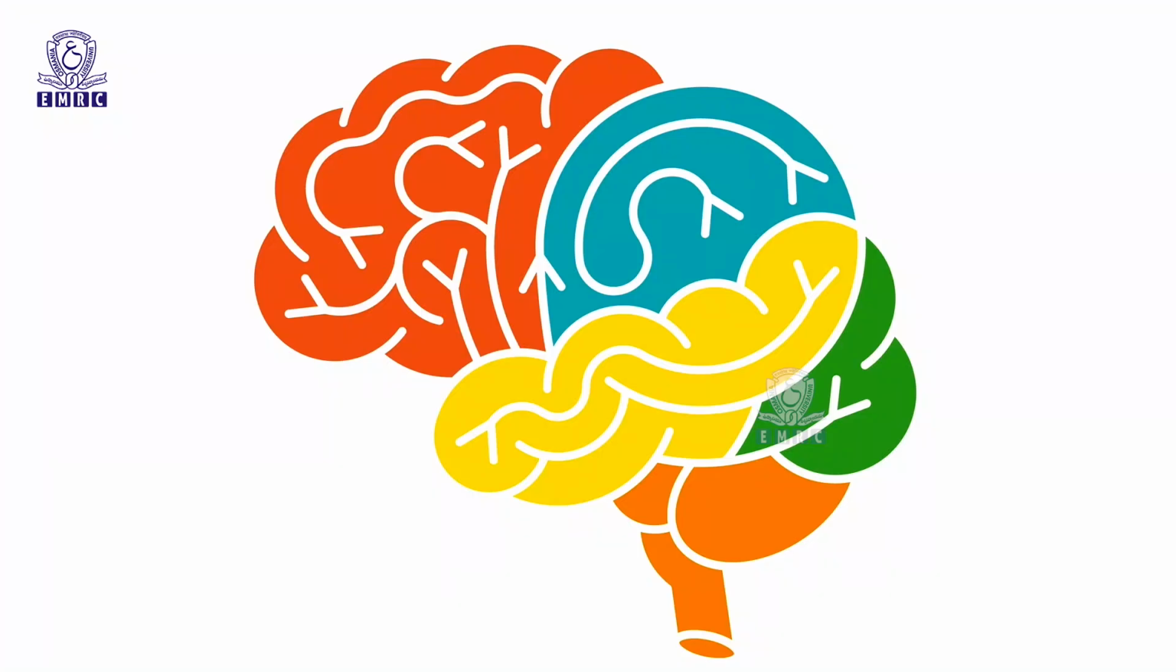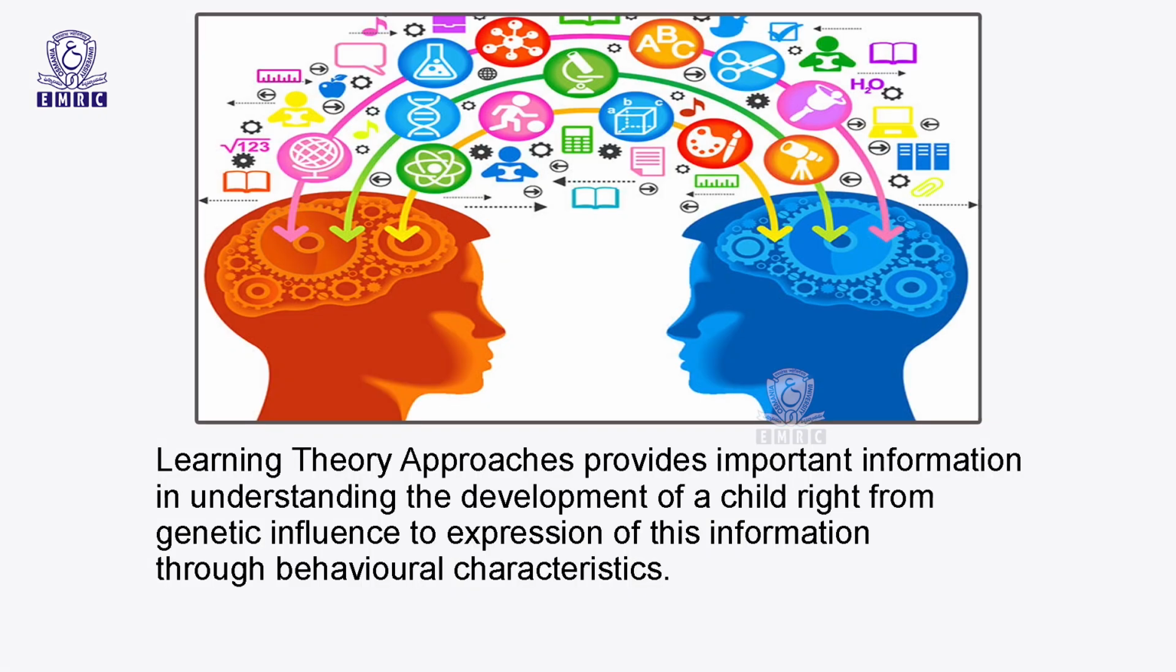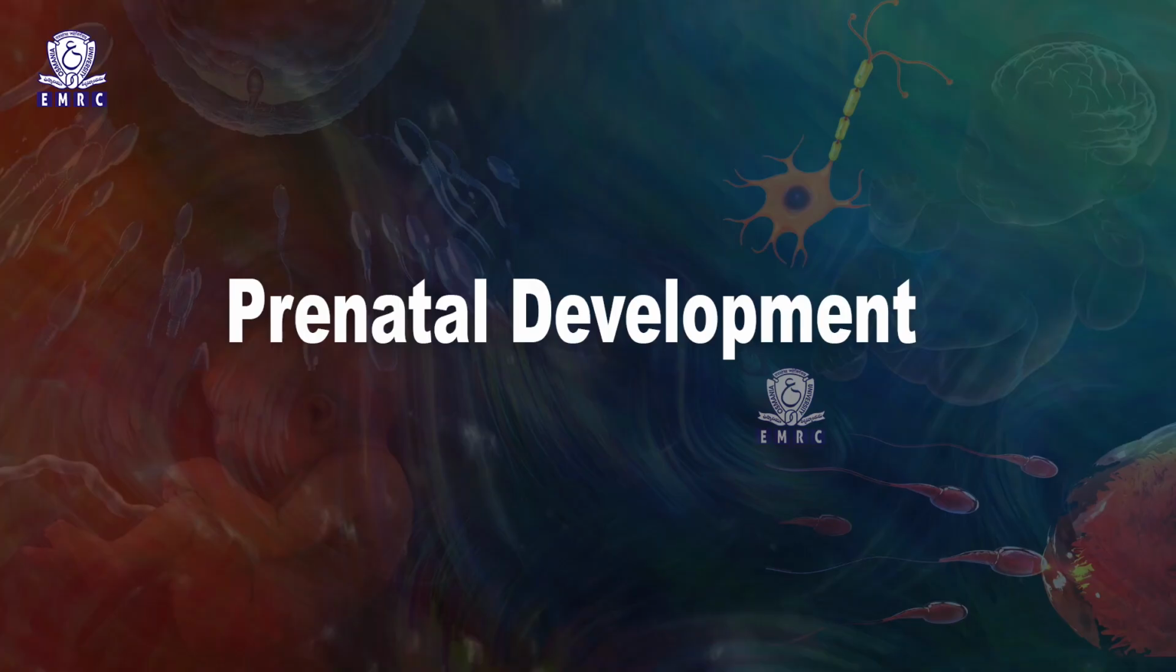The brain develops over the course of the prenatal period. It will continue to go through more changes during the early years of childhood. The learning theory approaches provide important information in understanding the development of the child, right from genetic influence to expression of this information through behavioral characteristics. What is prenatal development? Prenatal development is the period that extends from conception to birth.